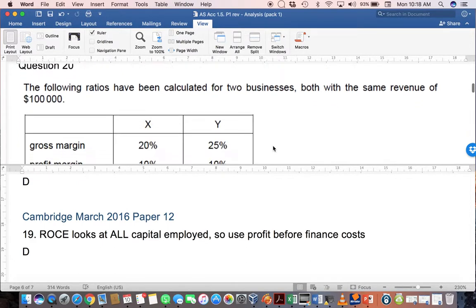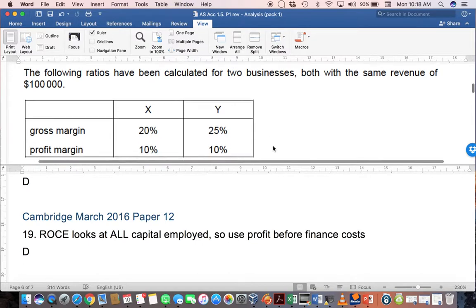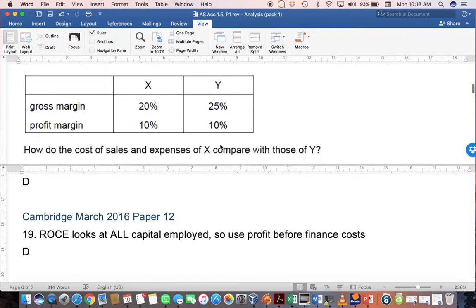Question 20. The following ratios have been calculated for two businesses, both with the same revenue of $100,000. For X, the gross margin was 20% and profit margin 10%. Y, however, had a higher gross margin of 25% and the same profit margin of 10%. This means we can compare what their cost of sales and expenses would have been, and we are asked to compare them for both X and Y.